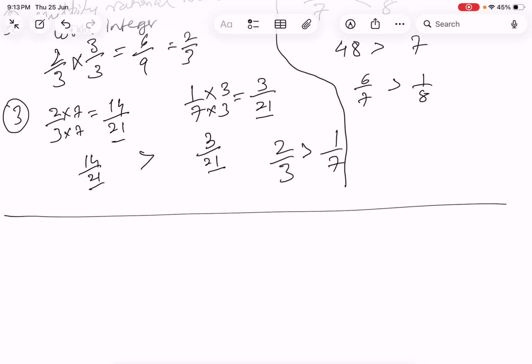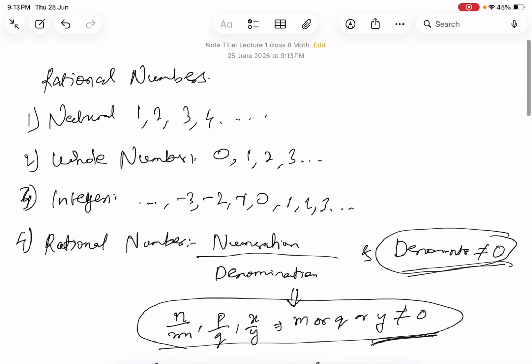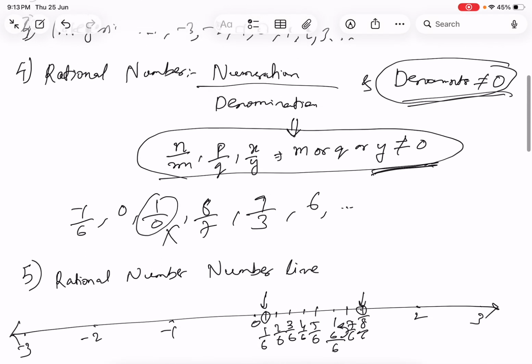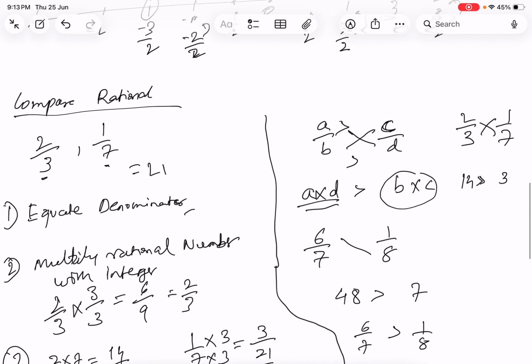Last lecture we saw what a rational number is and what we actually mean by a rational number, and we also located rational numbers on the number line. Then we compared rational numbers.